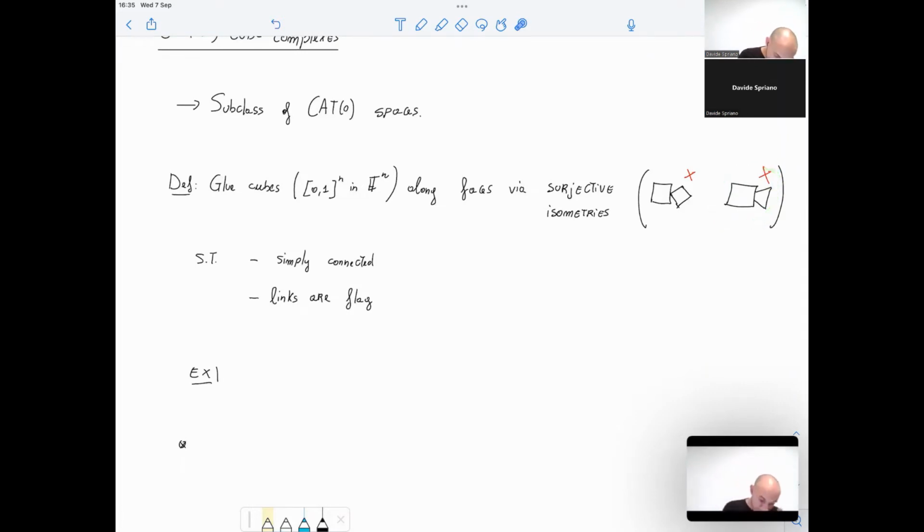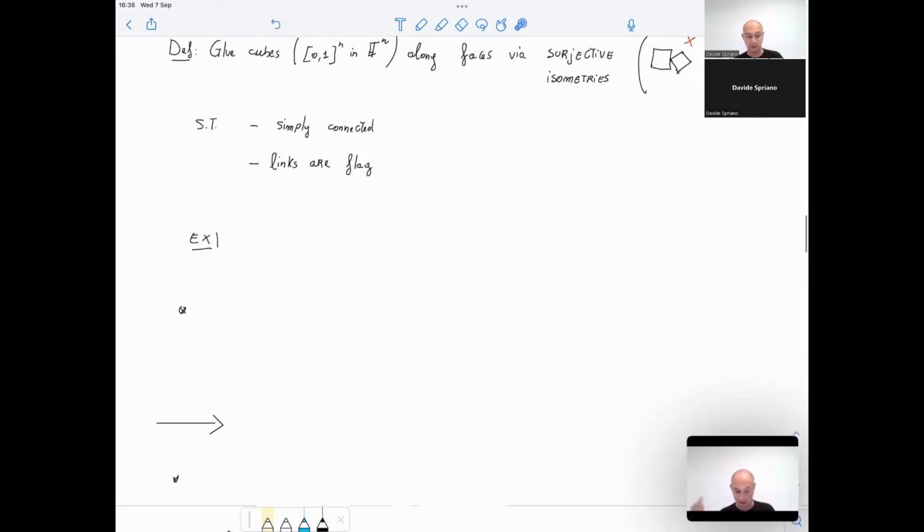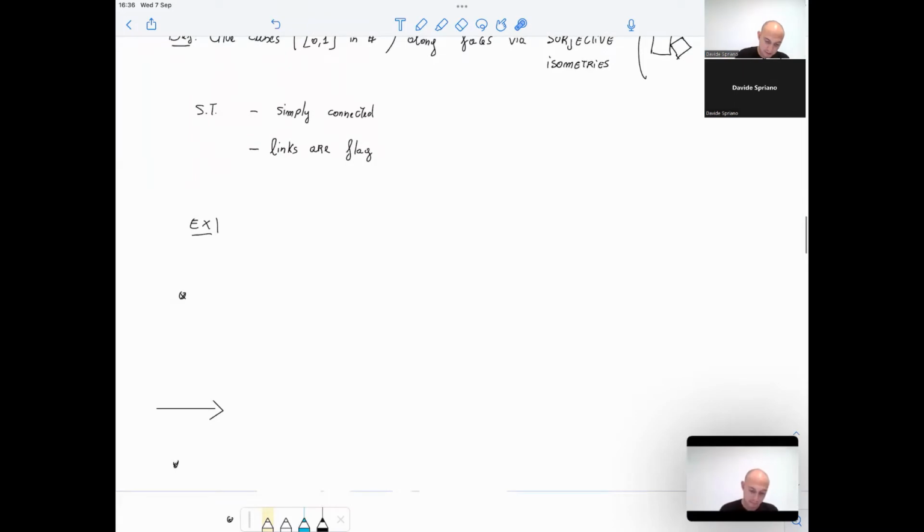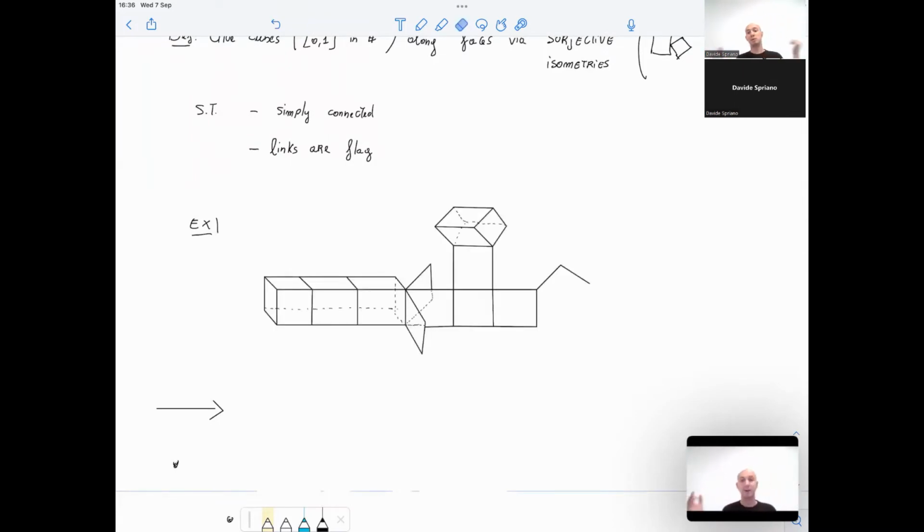And we want the resulting space to be simply connected. And we want a technical condition that says that links are flag. I will not explain this. This is not very hard. It's just some combinatorial condition that is easy to check. So let me give you an example. This is what a CAT(0) cube complex looks like. There are some cubes, one dimensional, two dimensional, and three dimensional cubes or more that are all glued together.